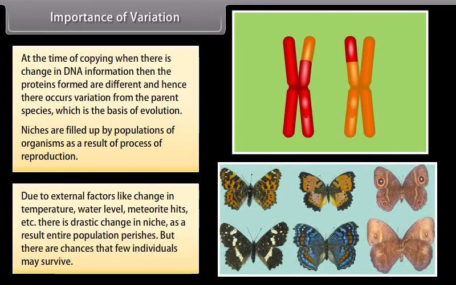Due to external factors like change in temperature, water level, meteorite hits, etc., there is a drastic change in the niche. As a result, the entire population perishes. But there are chances that a few individuals may survive. We can understand the above discussion with the help of an example.